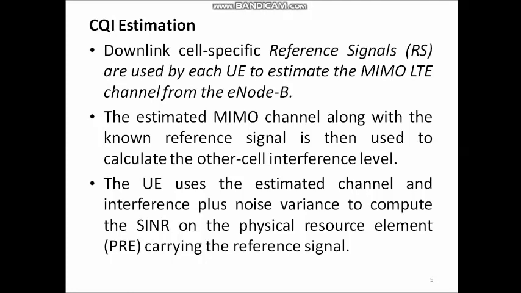Downlink cell specific reference signals are used by each user equipment to estimate the MIMO LTE channel from the eNode B. The estimated MIMO channel along with the known reference signal is then used to calculate the other cell interference level. The reference signals are sent in both uplink and downlink channel, but the CQI is sent only in uplink. The user equipment uses the estimated channel and interference plus noise variance to compute the SINR on the physical resource element carrying the reference signals.